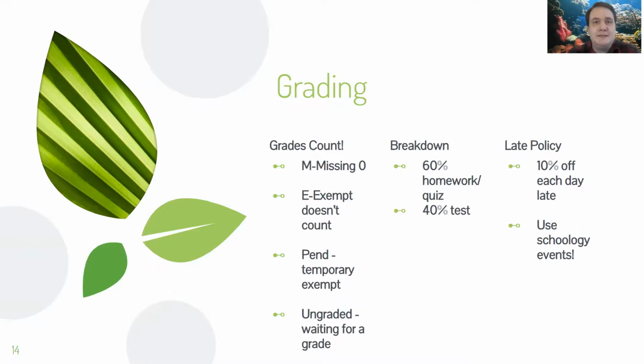E you may see as exempt. That just means that your student's not responsible for that grade, so don't worry about it. Pend is a temporary exemption. For example, if a student had an excused absence and the due date is passed, I may put in a pend there. That may become a missing in the future if they don't turn it in. And ungraded just means it's waiting for me to grade it.